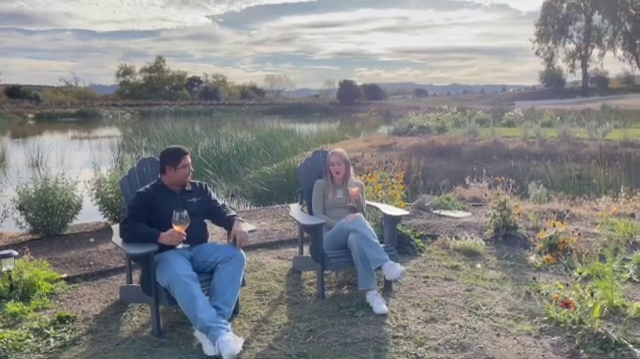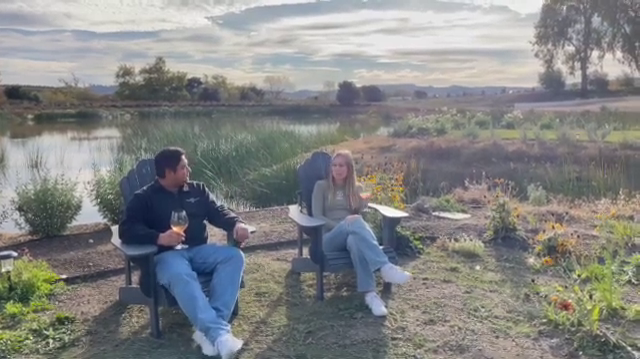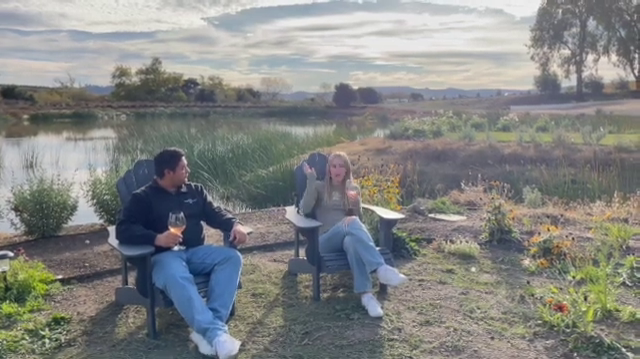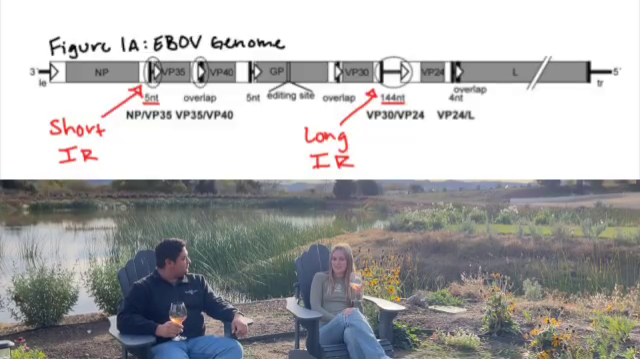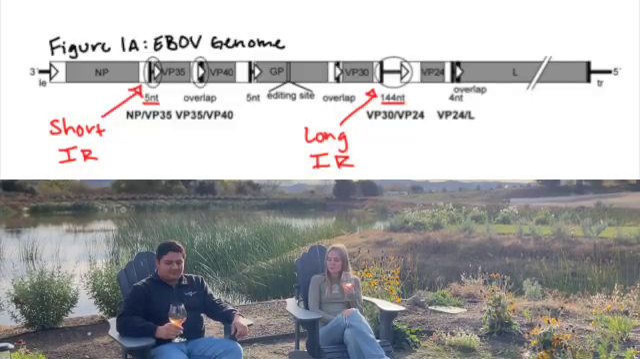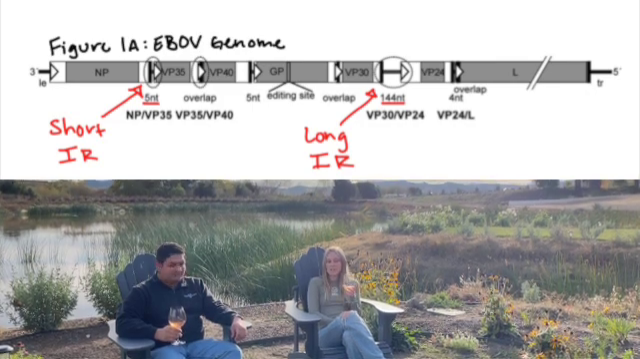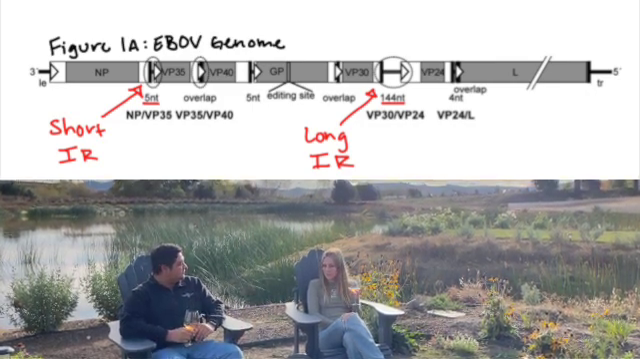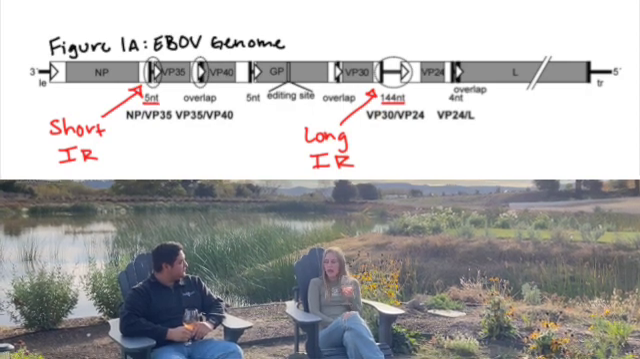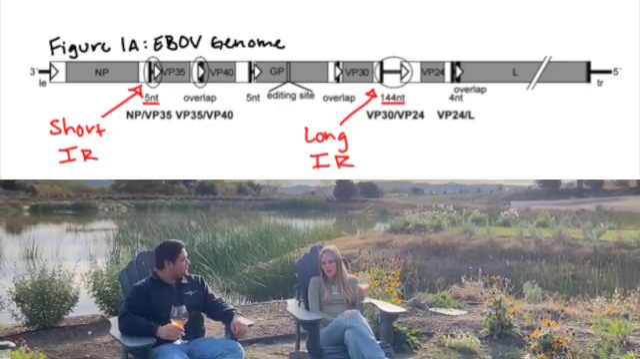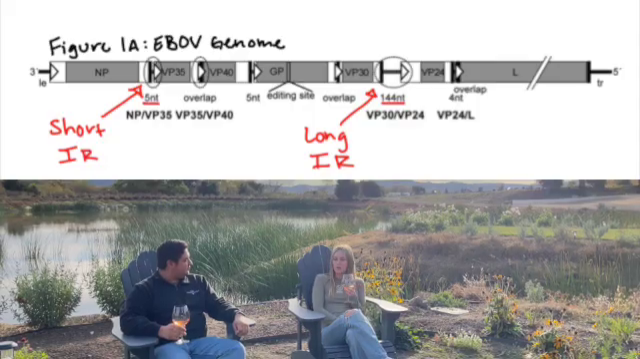Right, so what needed to be done first was just to map out the genome in general. So if you look on the figure that's going to be presented on the slide, you can see that the genome has about 7 different genes, and those are separated by different gene borders, whether that be long IRs or short IRs, or also gene overlaps.